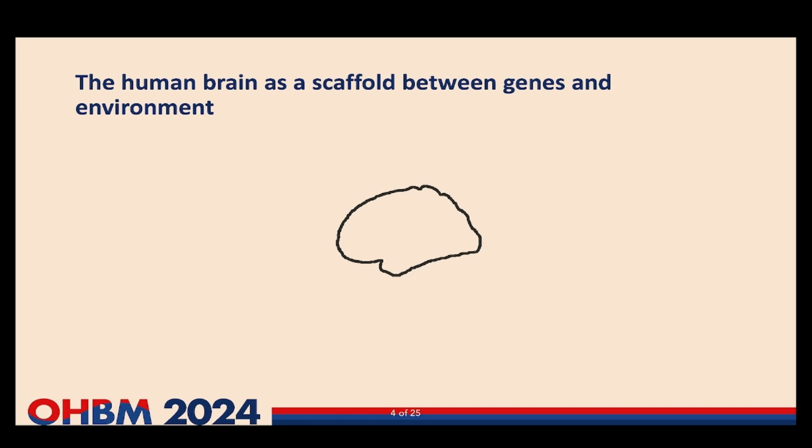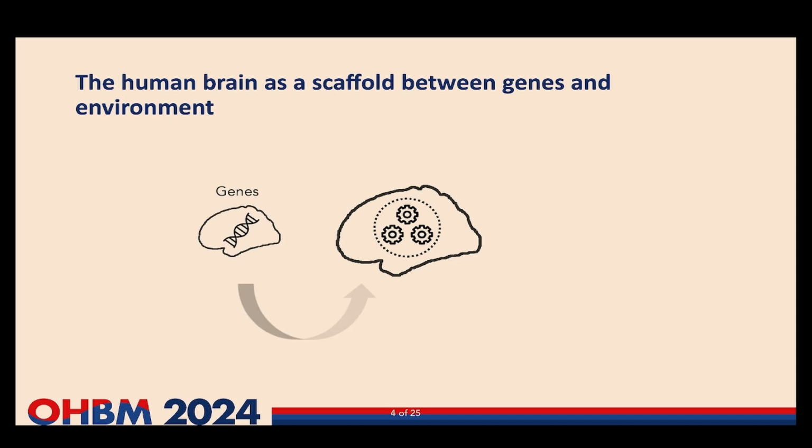So the human brain can be seen as a scaffold between genes and environment, producing functions. On one hand, we have genes shaping the brain, starting both from an evolutionary perspective, but also an ontogenetic one, so from conception onwards, which is, what was it, 5 weeks, right? Yeah, 5 weeks. I thought it was earlier, but good.